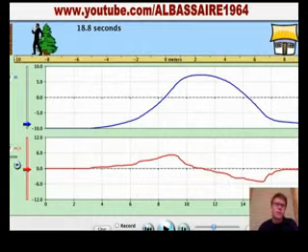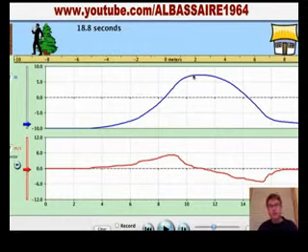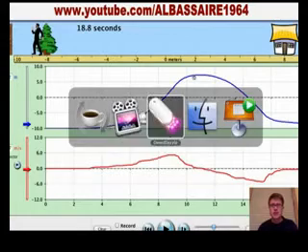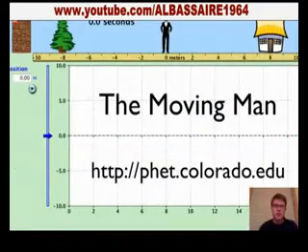And so the neat thing about the moving man is it shows you if we ever get a curved line on a position versus time graph, it indicates that we are either speeding up or we're slowing down. And so last time we dealt with straight lines on position versus time, and that was always constant velocity. But here it gets a little bit more complex.